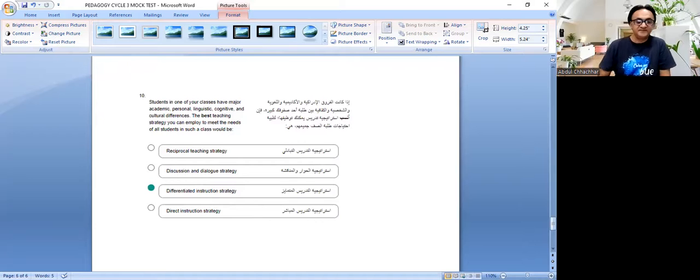Number 10. Students in one of your classes have major academic, personal, linguistic, cognitive, and cultural differences. What is the best teaching strategy you can employ to meet the needs of the students in such classes? It's not a reciprocal discussion, dialogue. It's not direct instruction. It is the differentiated instruction. The same question has been given in the cycle 2 test. Okay. So I'm not going to explain further.